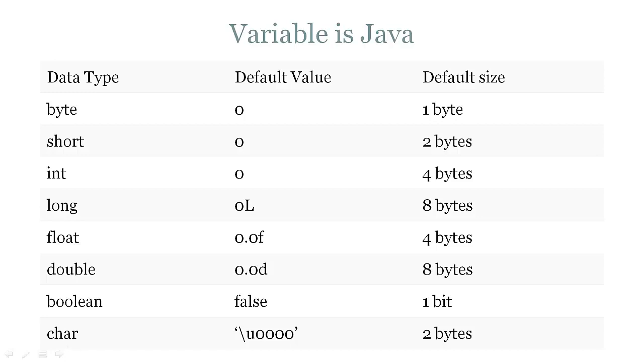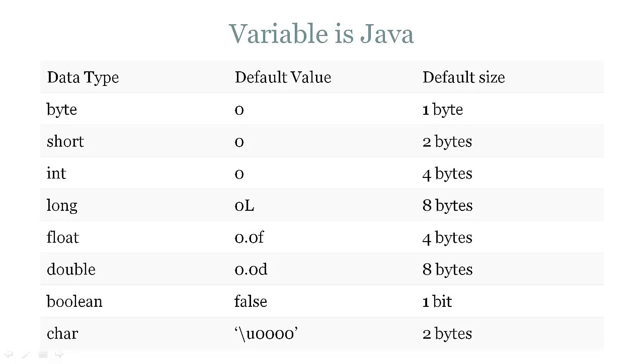Default value means when we declare a variable it will hold this default value. For example, if we declare an integer variable in Java, its default value is 0, but it is not the same in the case of C and C++. In C and C++, when we declare a variable it will hold a garbage value.